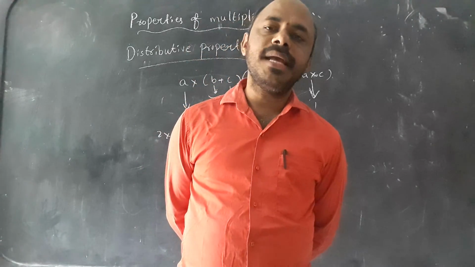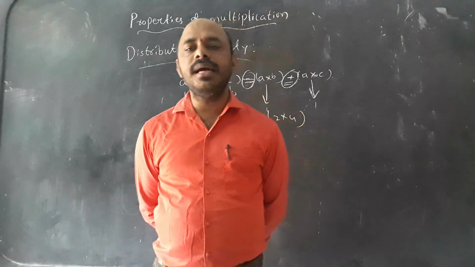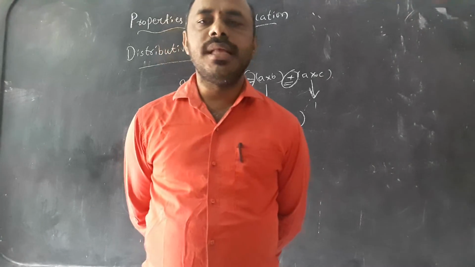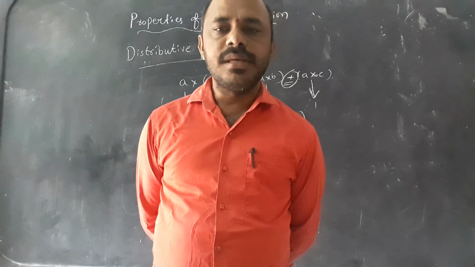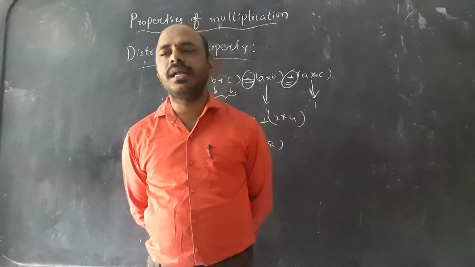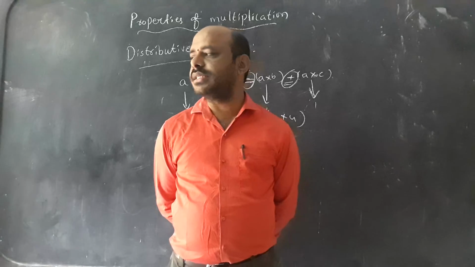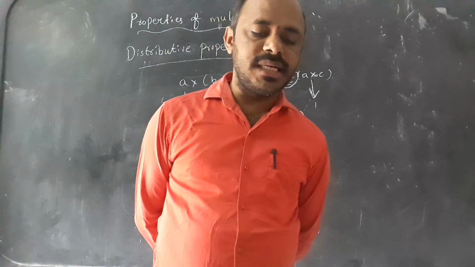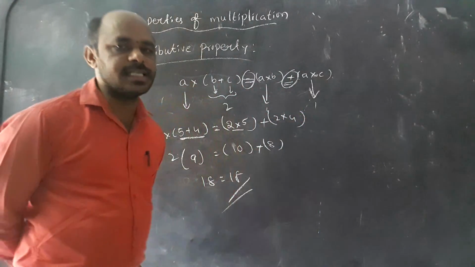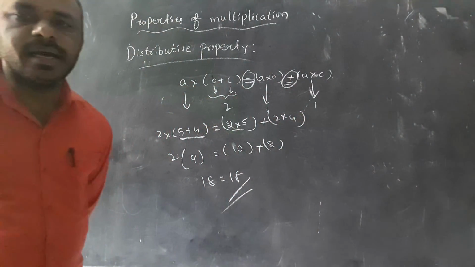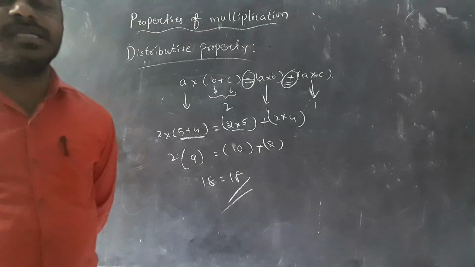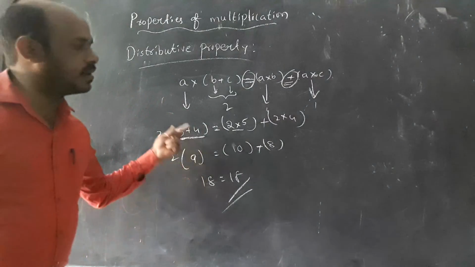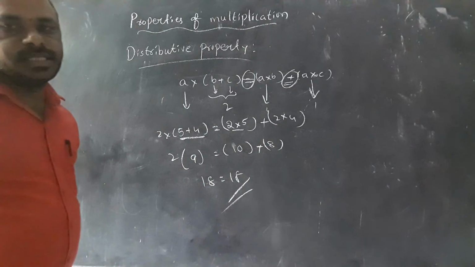Next one, the multiplicative property of 0. In that, if we multiply any number with 0, the product will always be 0 only. Okay, next one, the distributive property. Distributive property means what? Just now I explained: like one banana distributed to two persons in equal parts, like that we will distribute the same way.